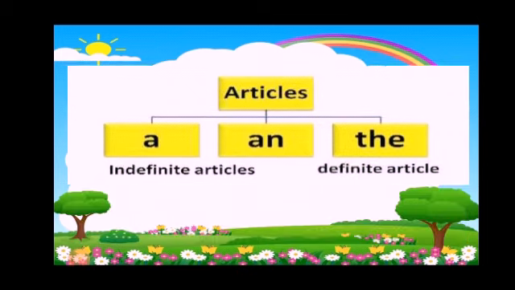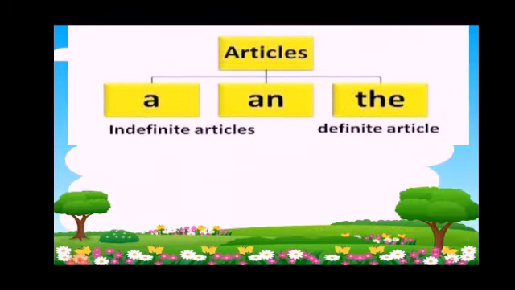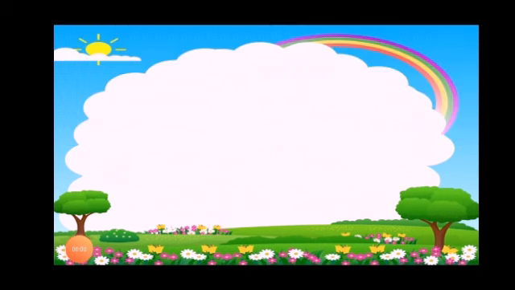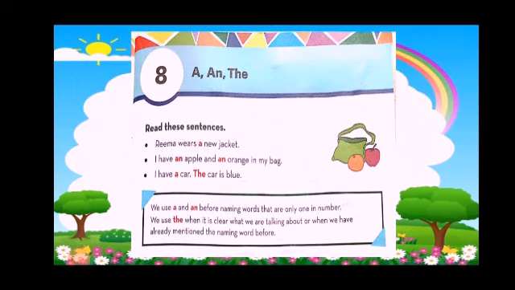Now students, let's learn articles a, an and the. Article a and an are called indefinite articles and article the is called definite article. Now students, in our textbook lesson number 8, a, an and the, read these sentences. Rima wears a new jacket. I have an apple and an orange in my bag. I have a car. The car is blue.